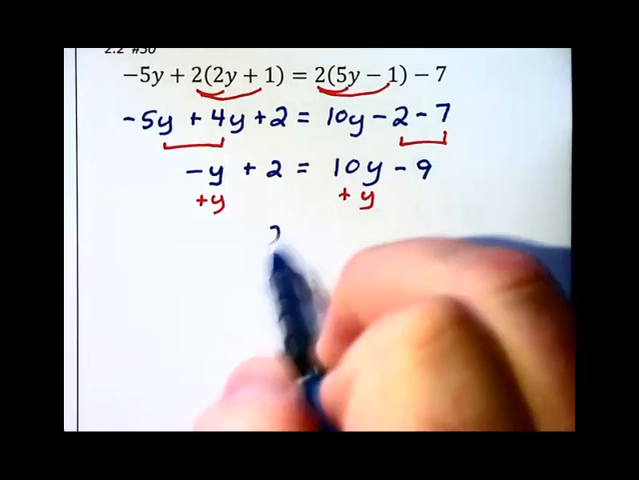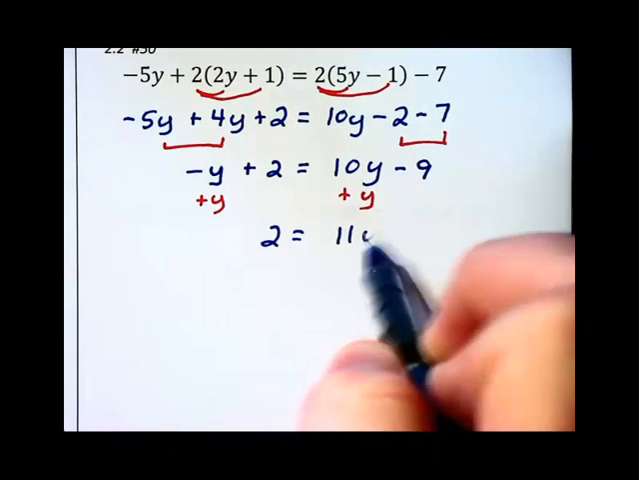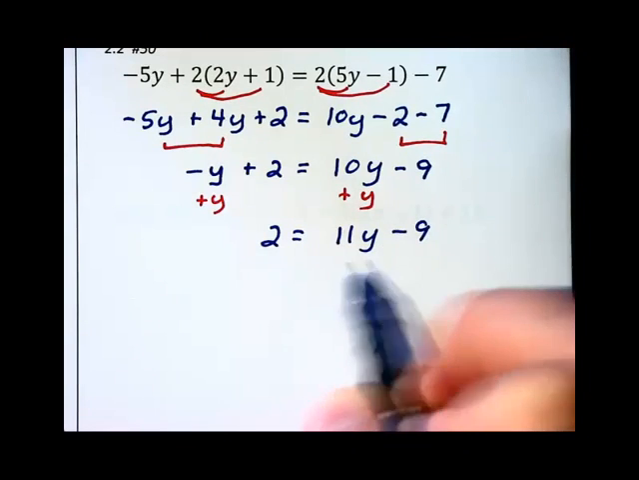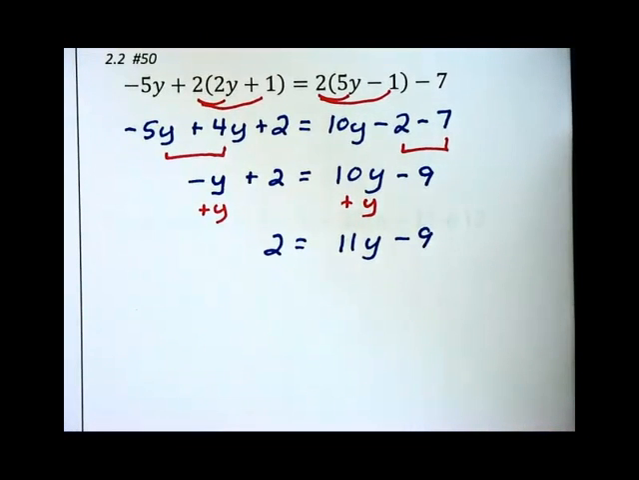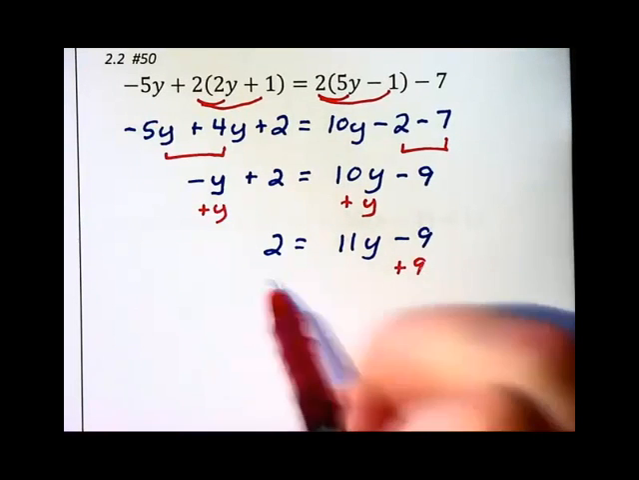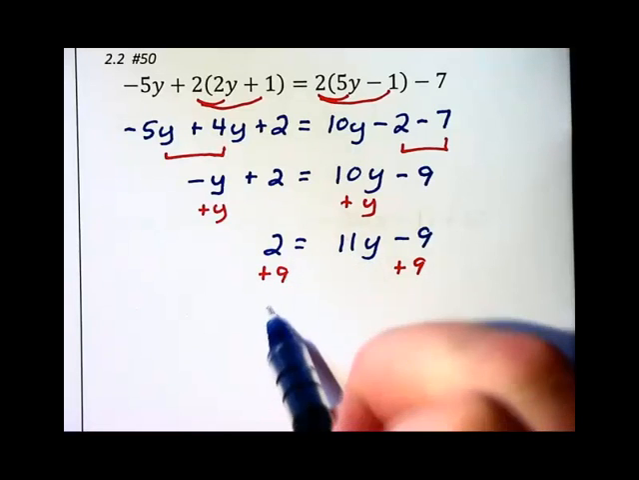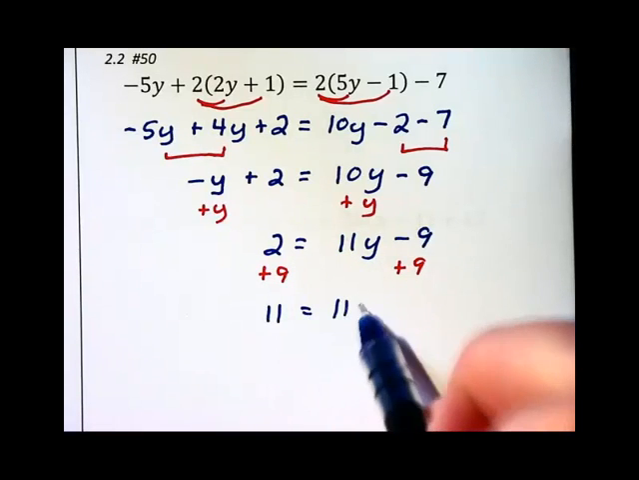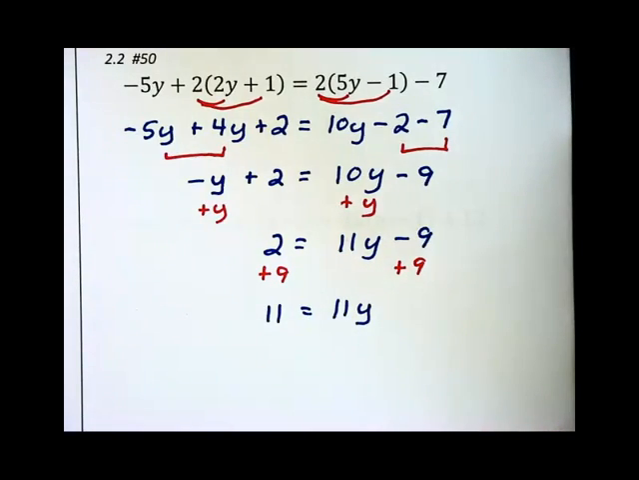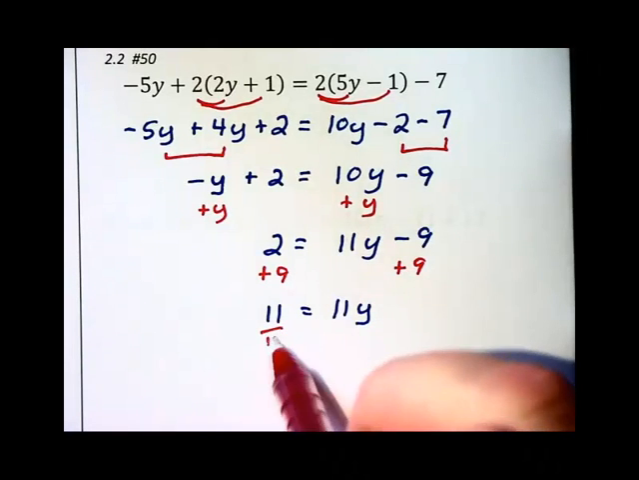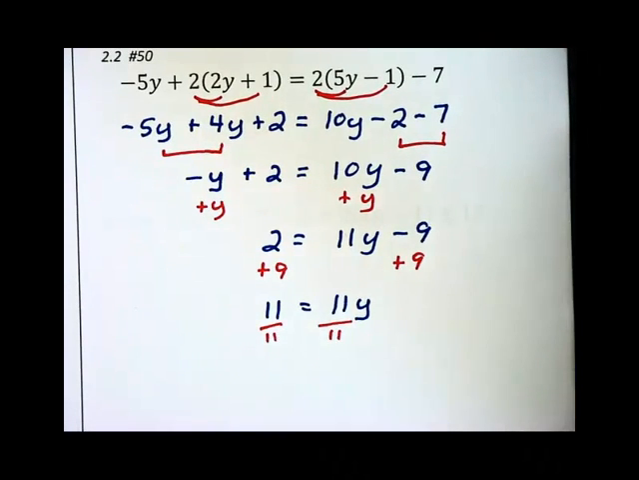That will leave 2 equals 11y minus 9. I just wanted a positive 11. That's why I chose to subtract the y on each side. Now I'm going to add 9 to both sides, and you can kind of see this problem is coming through cleanly. 11 equals 11y, and dividing off 11 on each side will give us the nice clean solution of y equals 1.